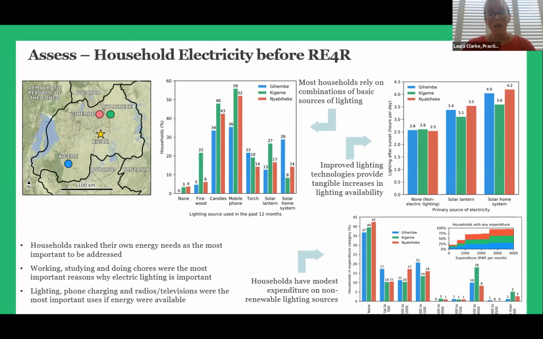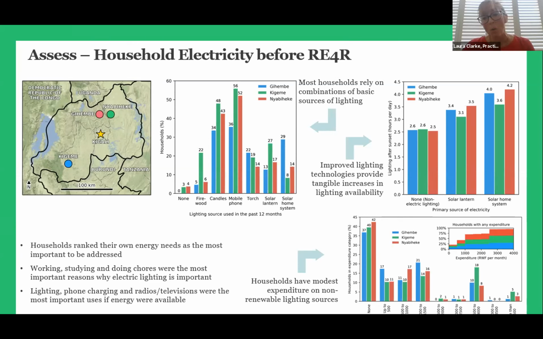Looking at the energy situation for households before the project started, we did a very comprehensive quantitative and qualitative and also market research dimension to the assessment phase. And what we really looked at in terms of household energy use was trying to understand what people were using before the project was implemented. And what you can see on these graphs is that solar home system usage was quite low. The vast majority of people were using candles or mobile phones, or in some cases torches or smaller solar lanterns.